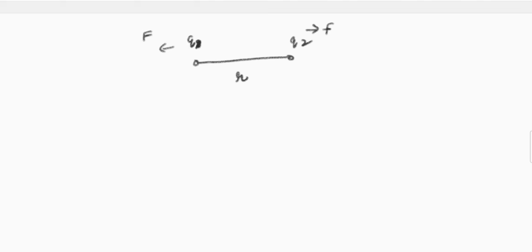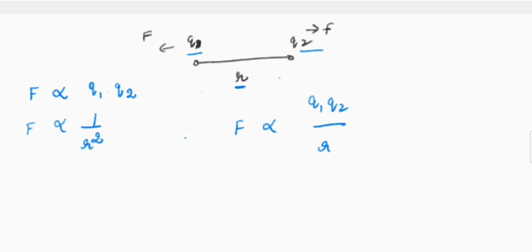them. So let's take two point charges Q1 and Q2, and the distance between these two charges is equal to R. Then the force between these two charges F is directly proportional to the product of the magnitude of these two charges, meaning Q1 multiplied by Q2, and this force is inversely proportional to the square of the distance between these two charges. So this implies the force is directly proportional to Q1 Q2 divided by R square.